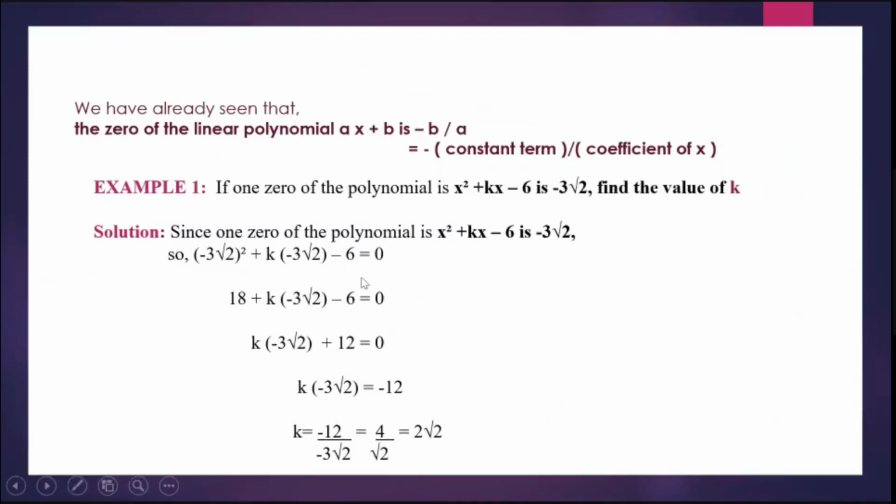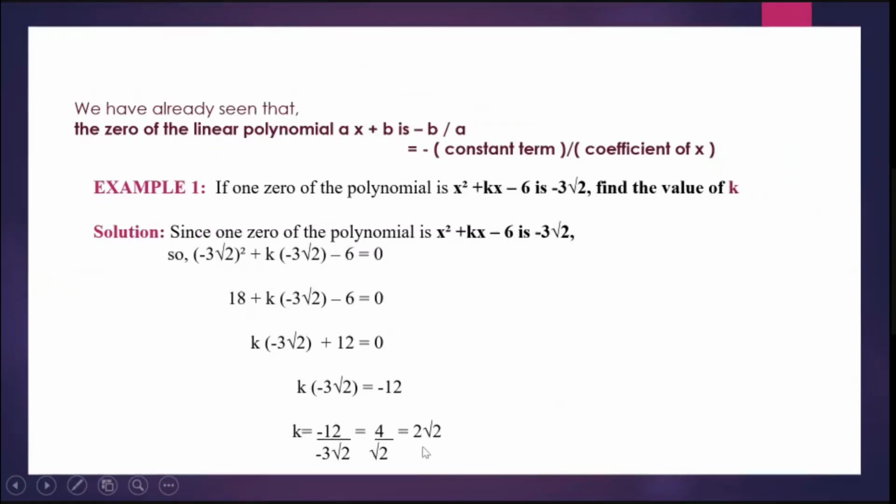So if I put x is equal to minus 3 root 2, I get minus 3 root 2 whole square plus k into x, means k into minus 3 root 2, minus 6 is equal to 0, which gives me k into minus 3 root 2 plus 12 is equal to 0, which gives me k is equal to minus 12 upon minus 3 root 2, which finally gives me k is equal to 2 root 2. So this is one question of maybe 1 mark that can be asked in your exams, that find out the value of k for which the polynomial has a zero given to you.